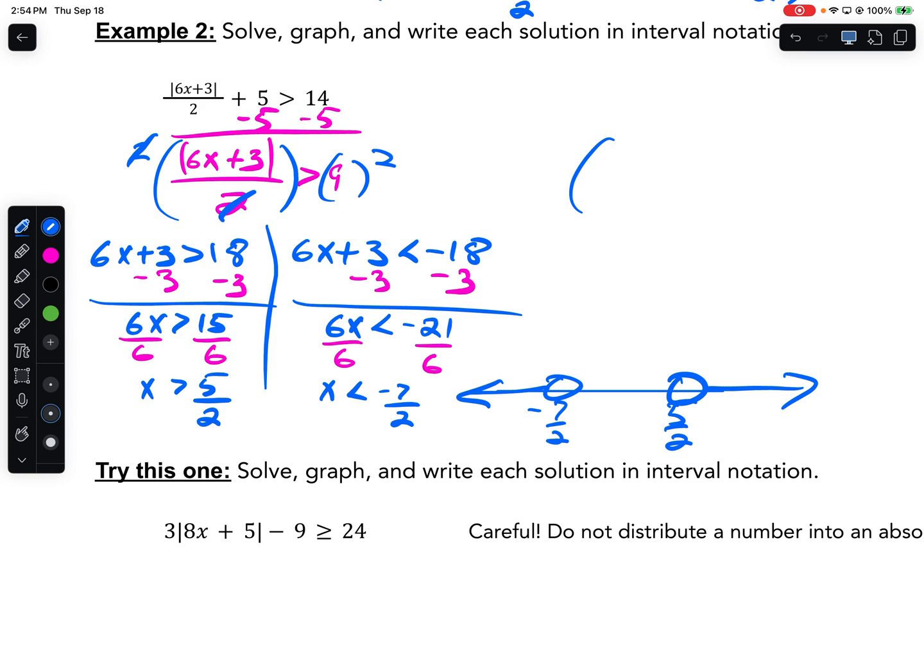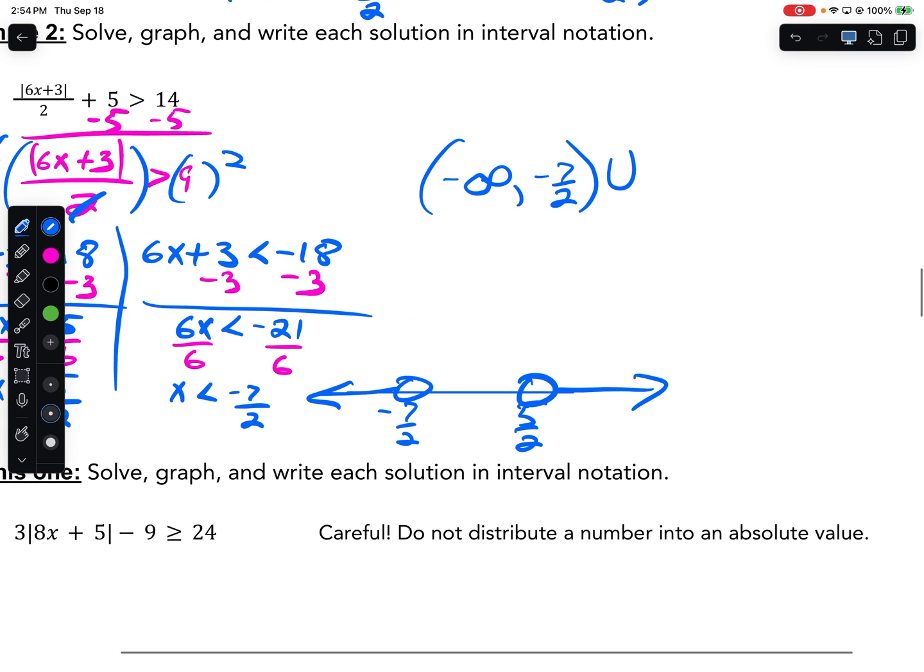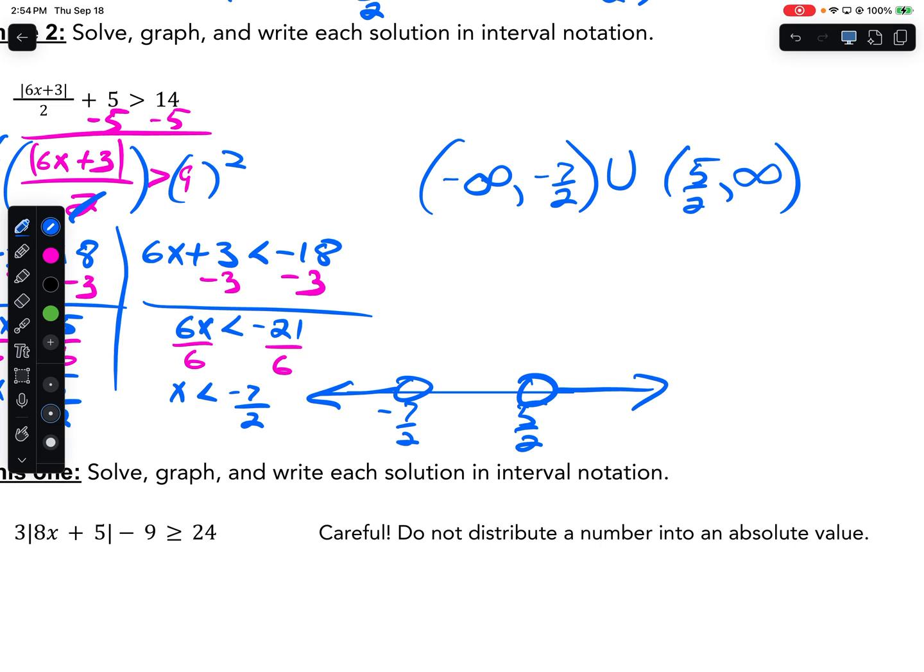So when we write our interval notation, we say negative infinity to negative 7 halves. And yes, there should be a union symbol there. Wait, isn't that supposed to be a square in front because it's negative infinity? Or no, it's supposed to be round. It's always rounded at infinity. Yeah. You threw me there. So just like that, right? Open dot, so everything's a parenthesis.